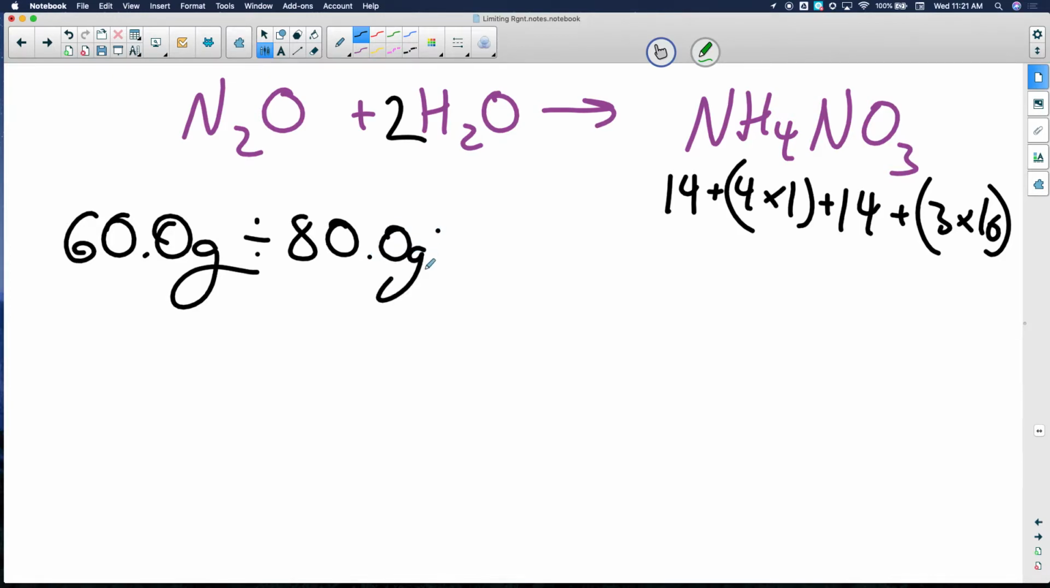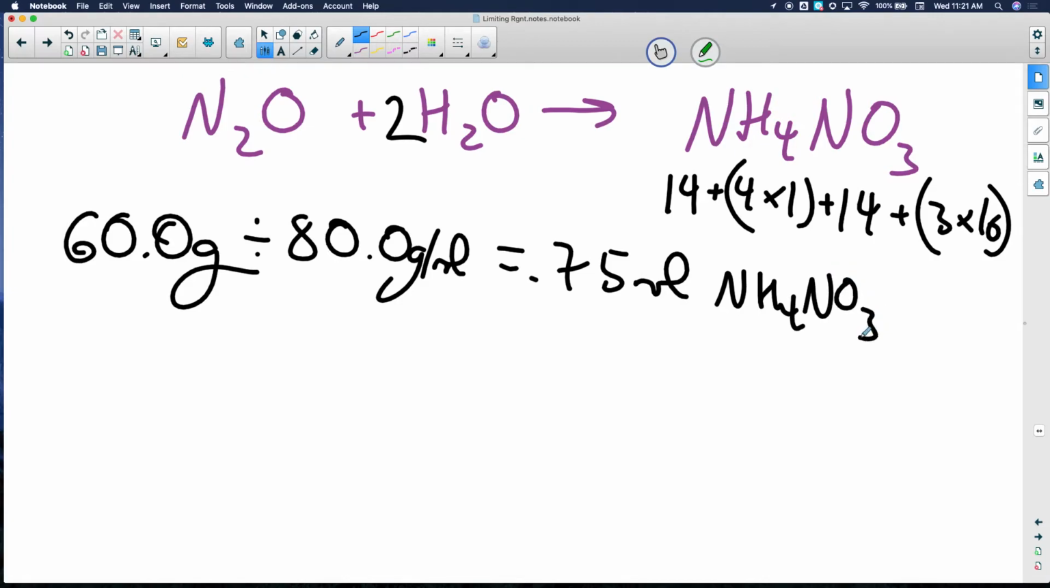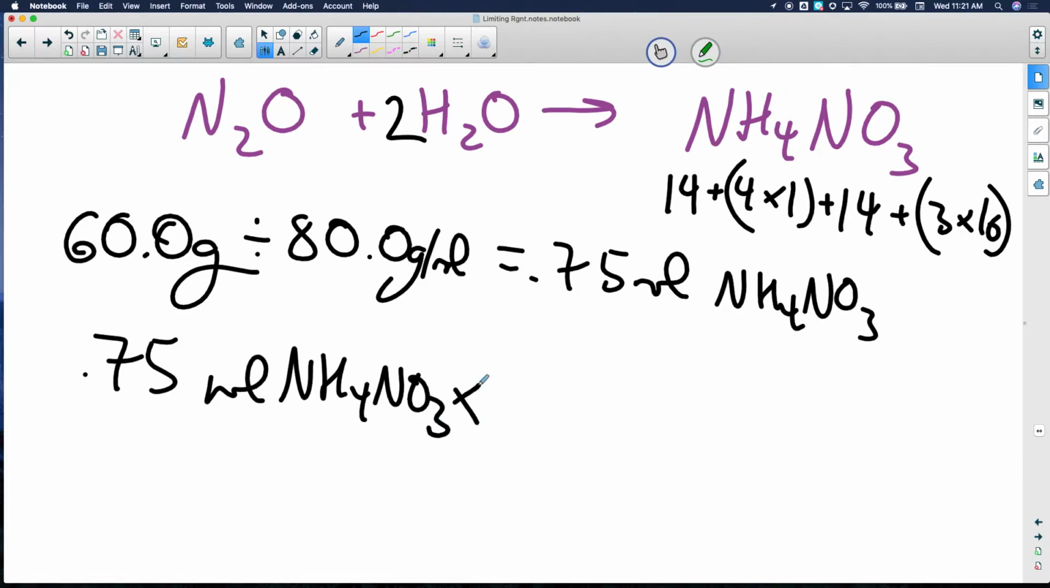So we divide by grams per mole. Bridget, what's 60 divided by 80? 0.75 moles of ammonium nitrate. How many moles of dinitrogen monoxide were consumed? We got to do some stoich to figure this out. I'm going to take that number from part B, 0.75 moles NH4NO3, and turn to my friend Carly for some help with my stoichiometry.